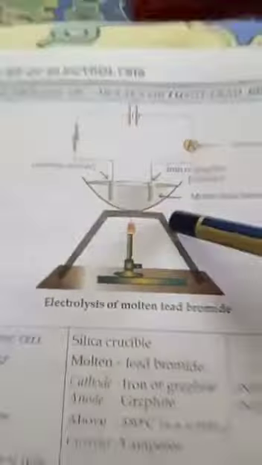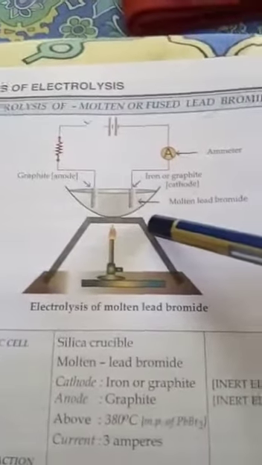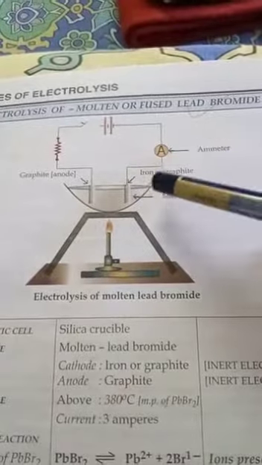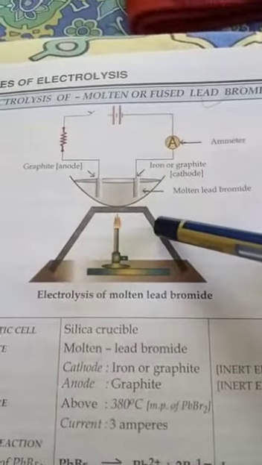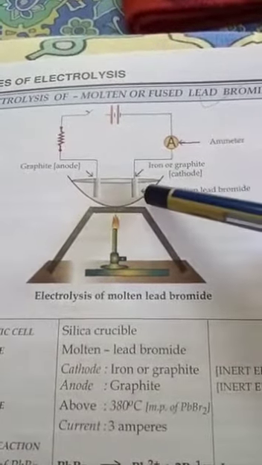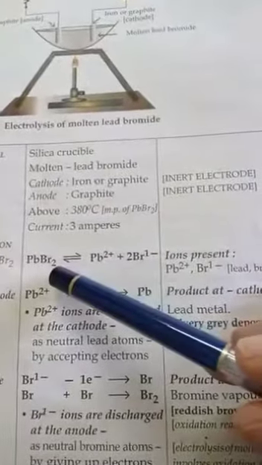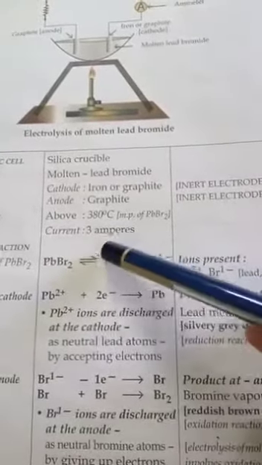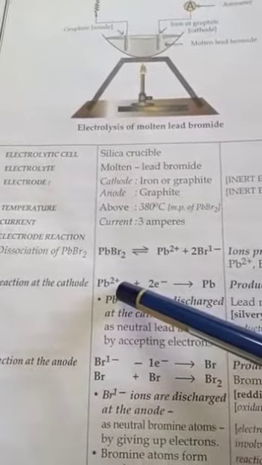Let us see one example to make it more clear. This is the example shown for the electrolysis of lead bromide. When electricity is passed, lead bromide dissociates into lead ions and bromide ions. The lead ion is positively charged, that's why it will move towards the cathode.